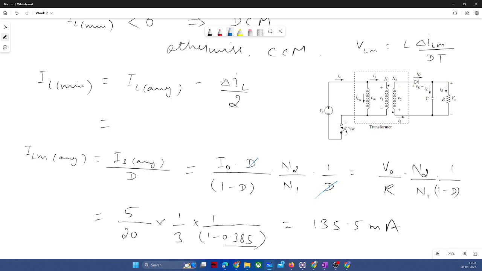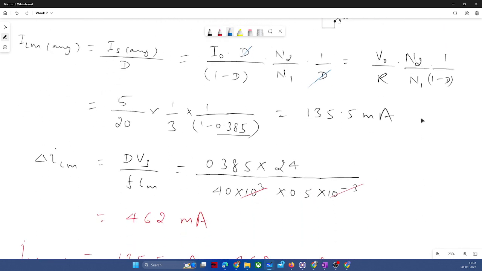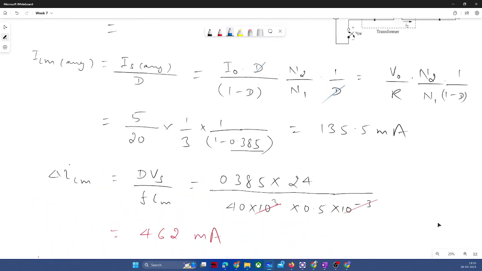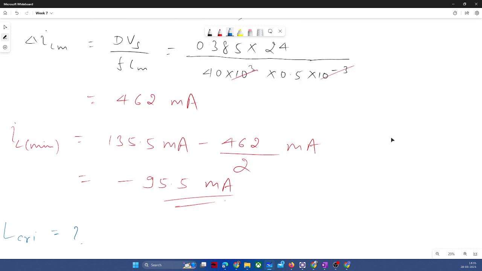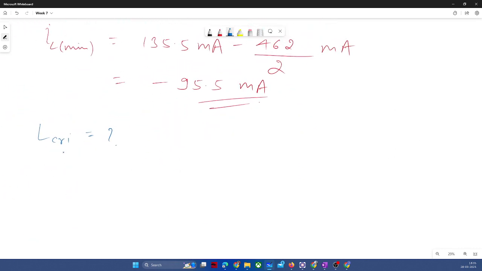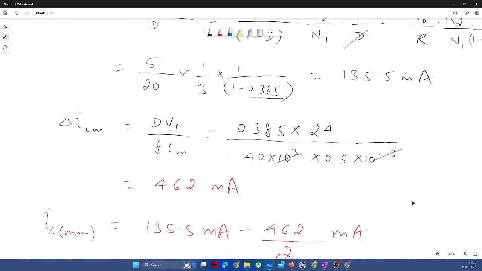Okay. So let us proceed with the derivation of critical inductance. We do not have to do much from this point since we know the expression of ILM minimum, and we have to just equate that expression to zero, right? If ILM minimum is equal to zero, then with this condition, the value of inductance we get would be our minimum inductance. So let us go ahead with this. Let us get that expression first.